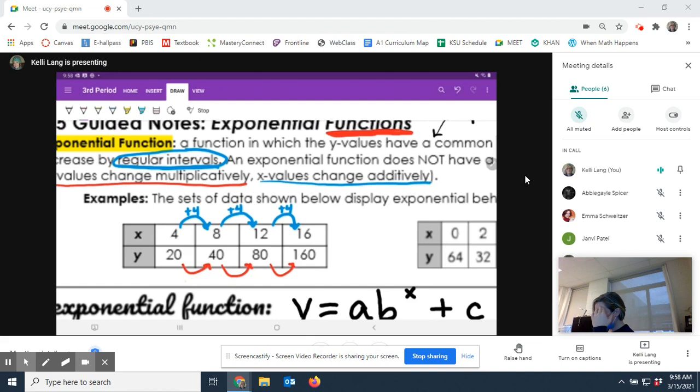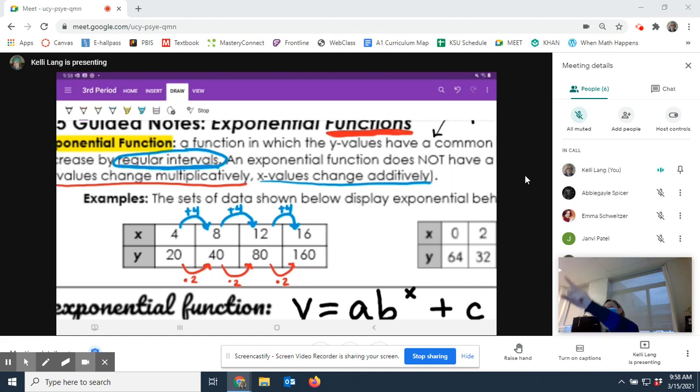Is it multiplication? Well, to go from 20 to 40 would be times 2. To go from 40 to 80 would also be times 2. And to go from 80 to 160 would be times 2. That's looking good. I use a dot instead of an X, but you can put whatever you want there, times 2. So this is what we mean by exponential behavior. Your x's are increasing by an additive pattern. Your y's are increasing by a multiplicative pattern.